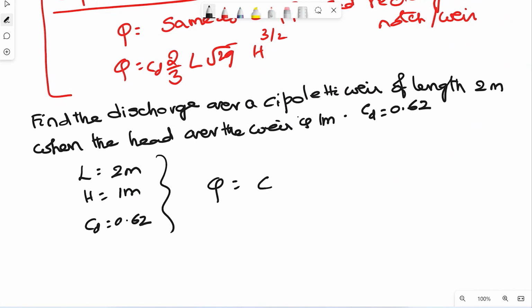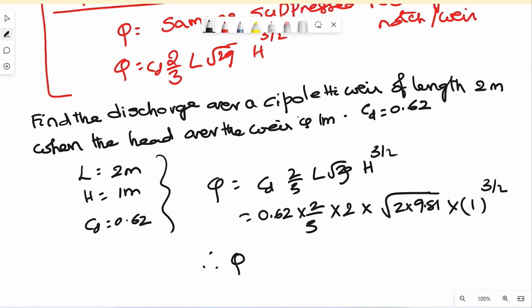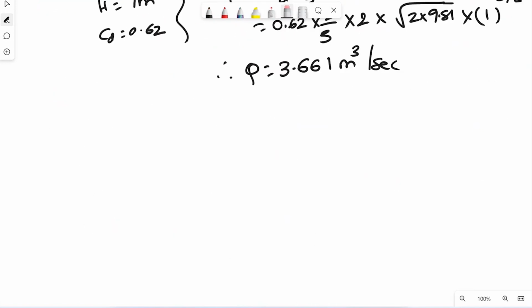Therefore, Q is equal to CD 2 by 3 L root 2g H to the power of 3 by 2. Substitute in this: Q is equal to 0.62 into 2 by 3 into L, which is 2, into root 2 into 9.81, into H, which is 1, to the power of 3 by 2. Therefore, Q is equal to 3.661 meter cube per second. This is one of the problems again. So that's all the problems in the case of a triangular notch. Here I will stop this particular topic.